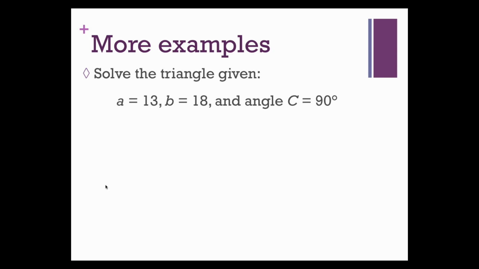I've given you 3 chunks of information about a triangle. How many chunks are in a triangle? 6. 3 sides, 3 angles. When it says solve the triangle, it means when you're done, you should have all 6 pieces of information. What do you think the first thing I should do is? Draw a triangle.